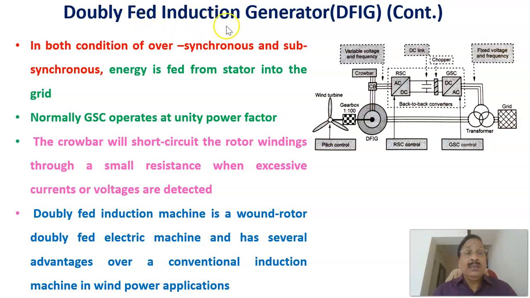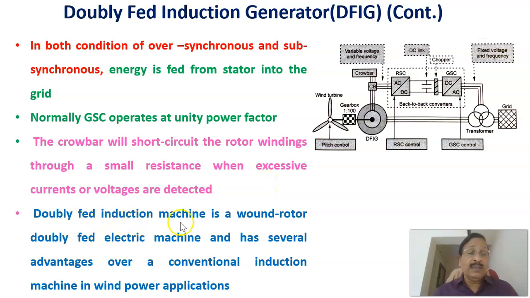Now, continuing the doubly fed induction generator DFIG, in both conditions of over synchronous and subsynchronous case, energy is fed from the stator into the grid. That is always, either super synchronous or subsynchronous case, the energy from the stator is injected into the grid. Normally, the grid side converter operates at unity power factor. The crowbar will short circuit the rotor windings through a small resistance when excessive currents or voltages are detected. Therefore, this is provided for protection purposes.